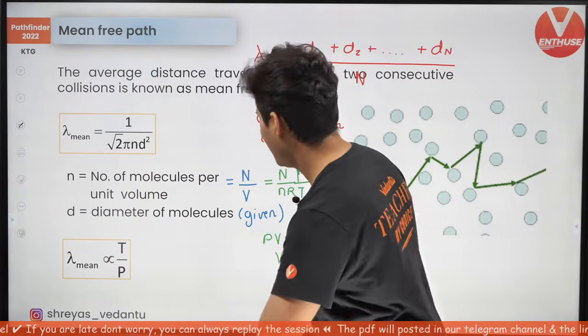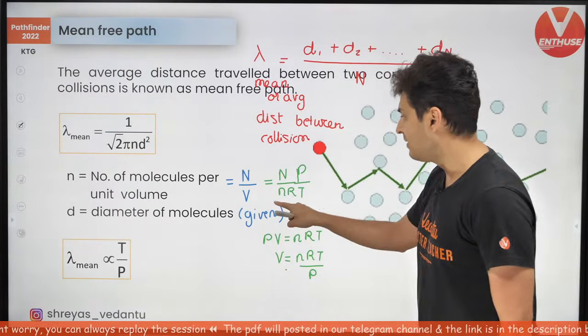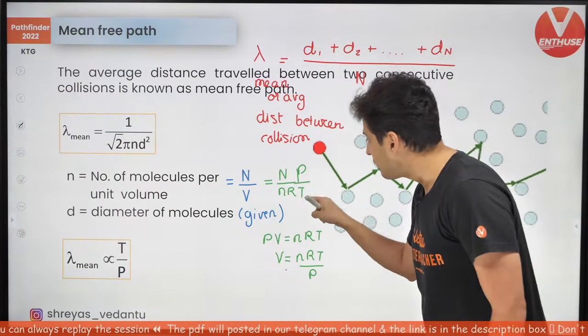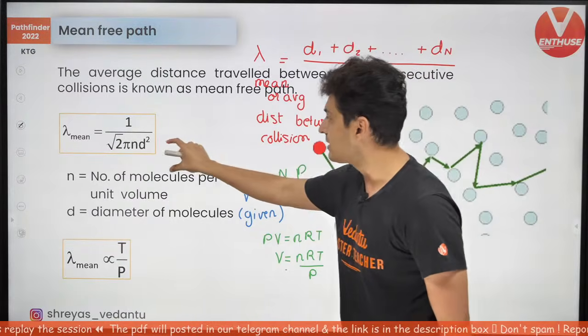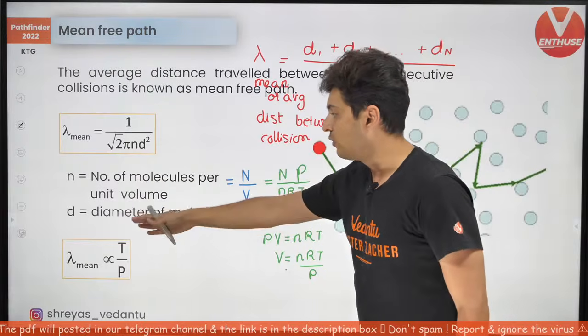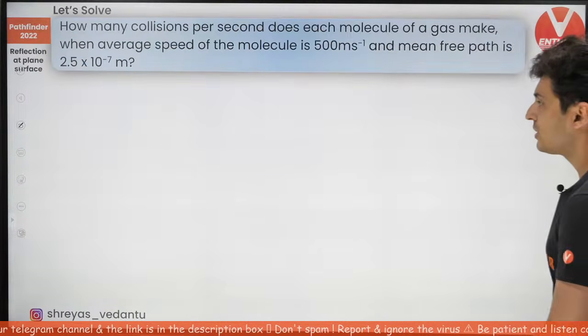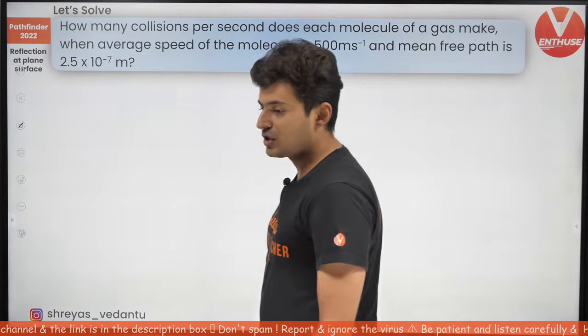All right, I hope this is clear. This N, you can write as capital N by V. V is nothing but nRT by P. So P by T is in the denominator, and T by P will come as it is for lambda, the mean free path. Very, very important. So let's solve some questions based on this.